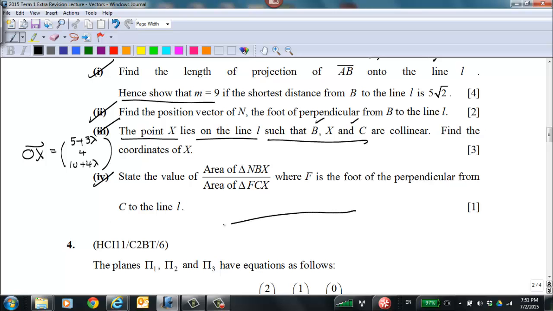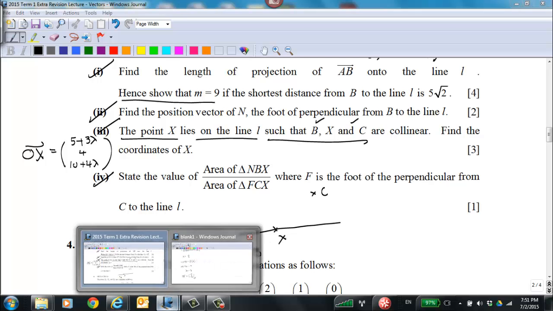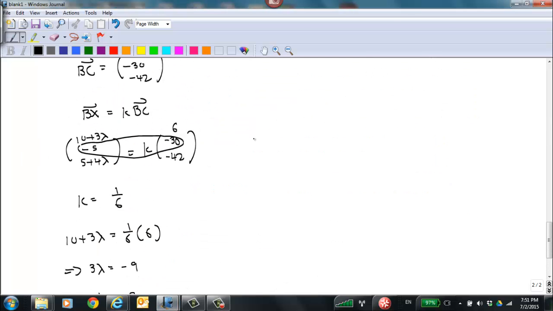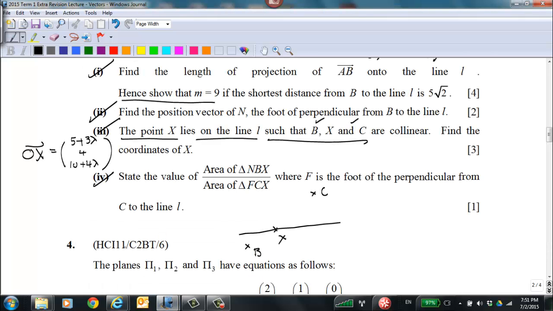The stating part is actually quite simple. You can just draw the picture out. If you follow everything carefully, we have B, X, C here. Now, how do I know which one is longer? If you did the working just now, do you realize that you are saying that BX is 1/6 of BC? Because you found that K is 1/6. This means that BC is longer. And if you let BX be 1 unit, I draw this picture here, this means that BC here is 6 units. So this XC should be 5 units.